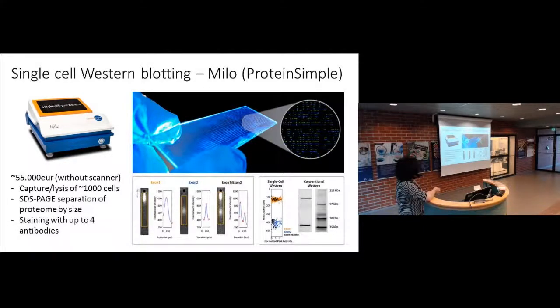And then you can count them very accurately. In the conventional Western, when you do it as a bulk, you have a sample of millions of cells, and then you do the Western blot gel. You can only see that there are two isoforms, but you have no idea whether all of the cells express both of them, or some of the cells these and some of the cells those. But you can really now, with this Milo by ProteinSimple, do these isoforms at the single-cell level as well. So this is something that we will definitely test, and if it's good enough, we will buy it.